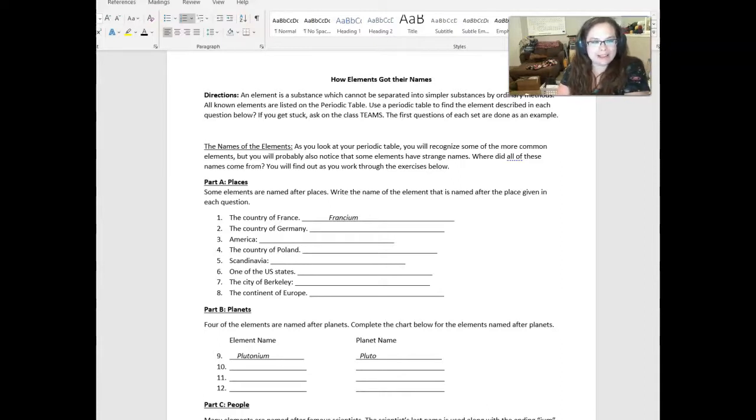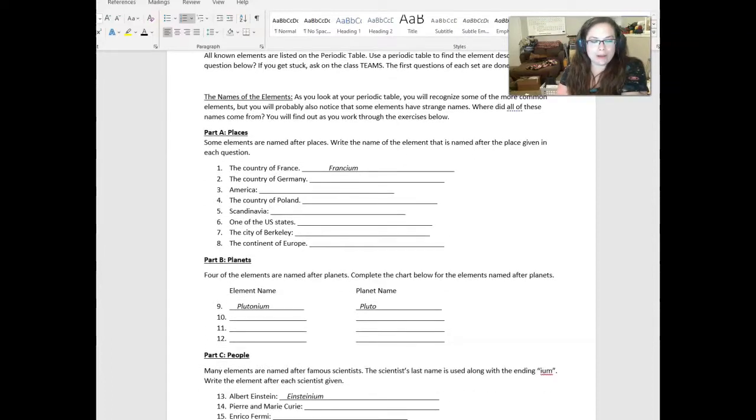Part A is all about element names that are named after places, either where they were found or where the person who discovered them was from. So for number 1, it gives you the clue, the country of France, and when you look around on your periodic table, you'll find an element named francium. That one's named for France.